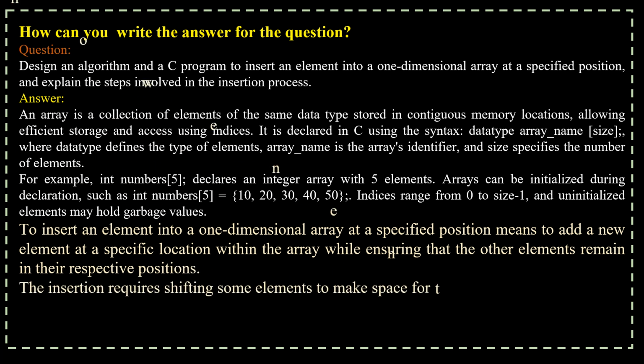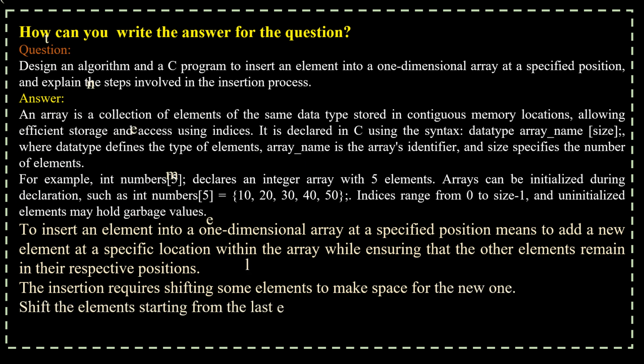To insert an element into an array at a specified position means to add a new element at a specific location within the array while ensuring that the other elements remain in their respective positions. The insertion requires shifting some elements to make space for the new one. Shift the elements starting from the last element at index n-1 to the right by one position.